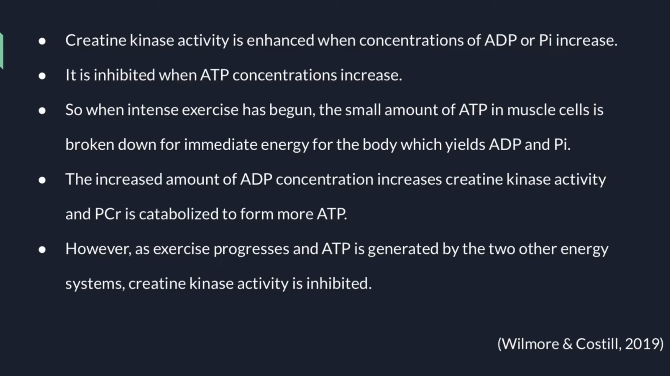When intense exercise has begun, the small amount of ATP in your muscle cells is broken down for immediate energy for the body, which will yield ADP and Pi. This increased ADP concentration will increase the creatine kinase activity, and the PCr is then catabolized to form more ATP, or more energy for your body. Unfortunately, as exercise progresses and ATP is generated by two other energy systems, the creatine kinase activity is then inhibited.